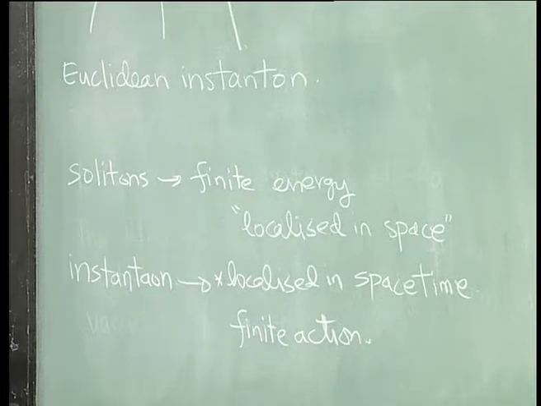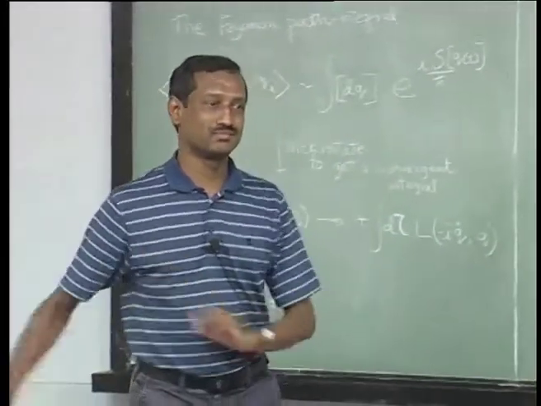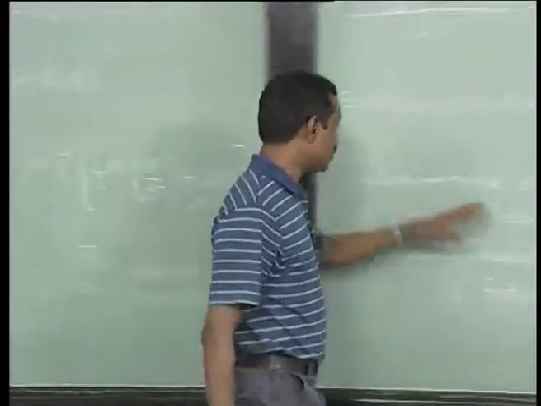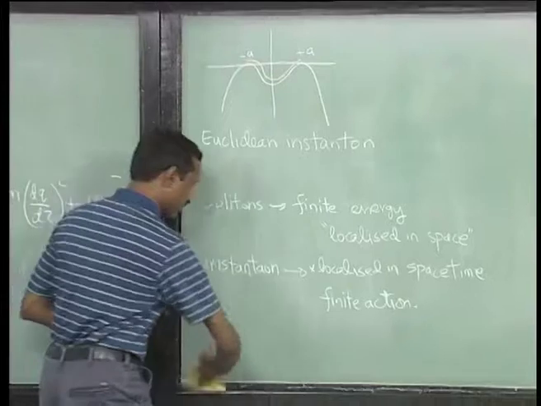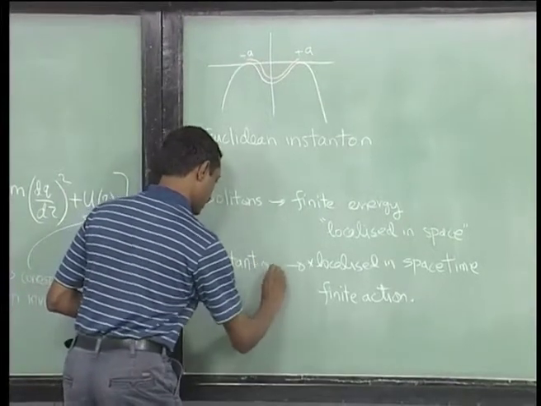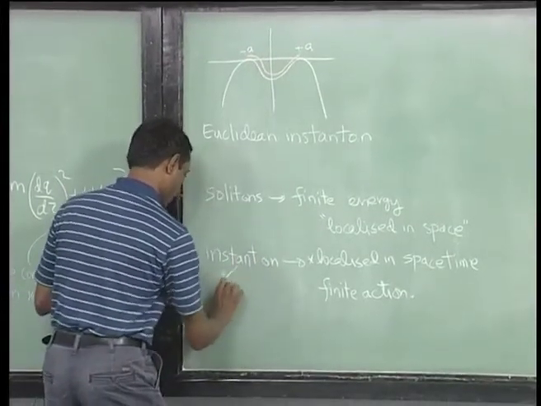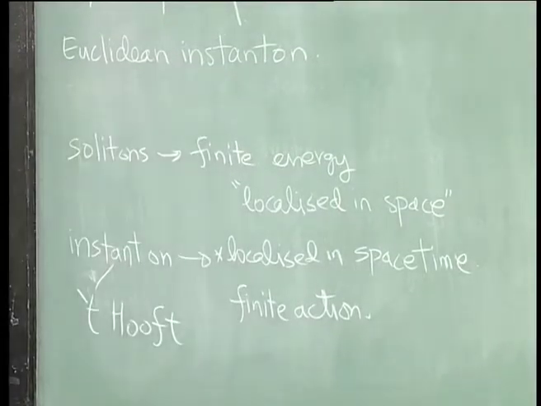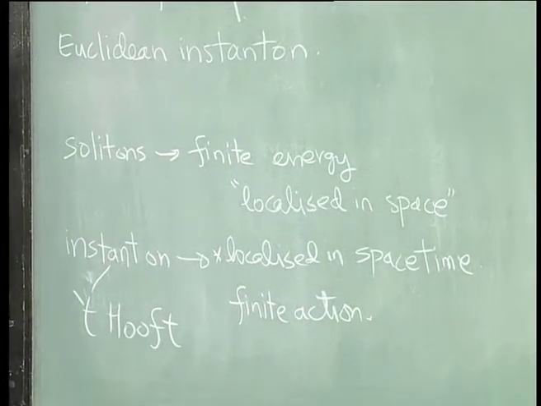Something which I have not proved, but we will see a little later, probably in the next lecture or so, is that all the solitons that we wrote can always be converted into instantons in a suitable setting. So this is the difference between a soliton and an instanton. The name was coined by 't Hooft. I think Polyakov called it pseudo particle, but that hasn't caught on for whatever reason.